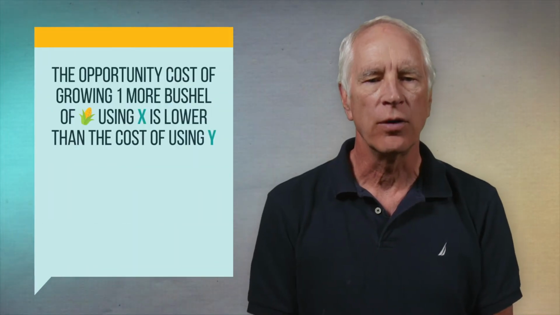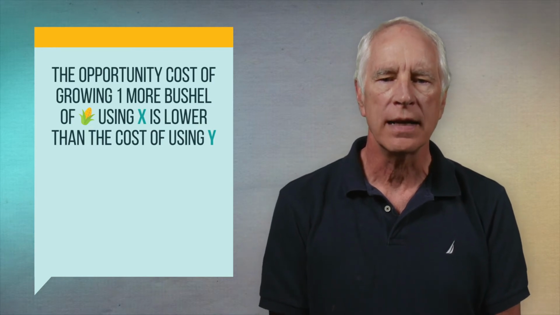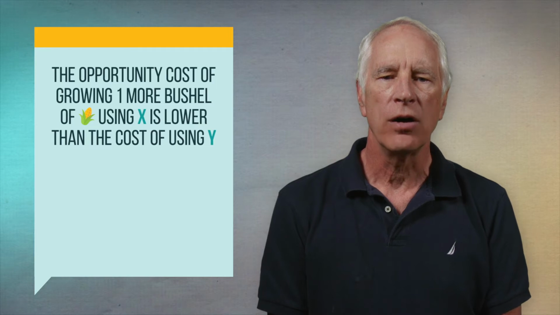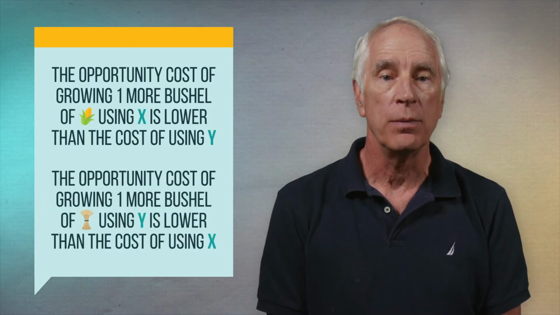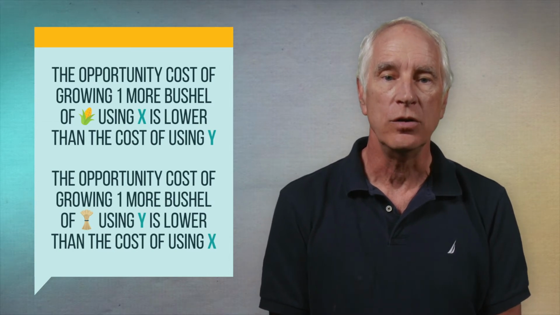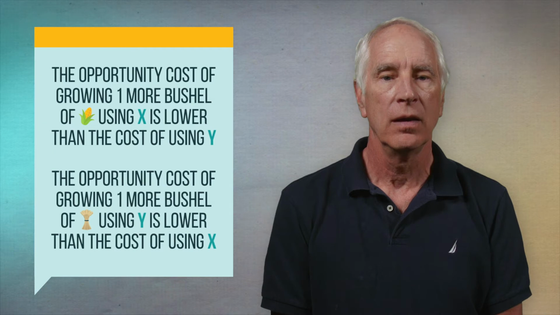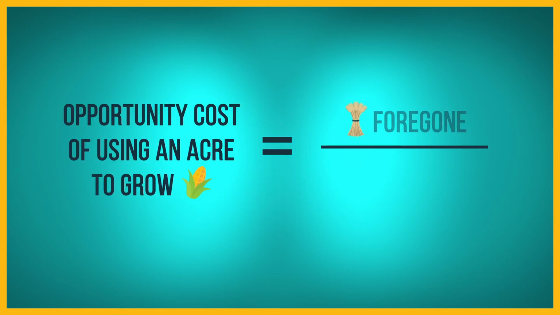Since X is better suited for corn than Y, the opportunity cost of growing a bushel of corn using X is lower than the cost when using Y, and the opportunity cost of growing a bushel of wheat using Y is lower than the cost when using X. To find the opportunity cost of using an acre to grow a bushel of corn, divide the wheat foregone by the corn gained when an acre switches from wheat to corn.